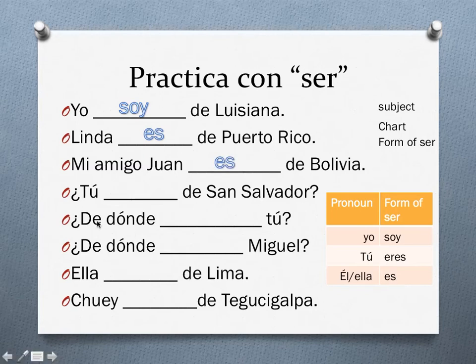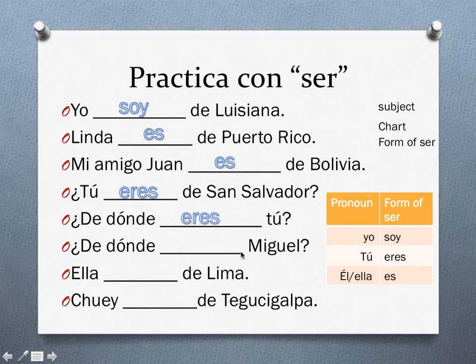All right, you do this one. What's my subject? Hopefully you said tu. Now we're going to go to the chart. Where is tu on the chart? Hopefully you already have it written in eres. De donde blank tu? Look at this one. The subject comes after the blank. All right, but I can still do that. Tu is my subject. What form of ser do I want to use? Eres.